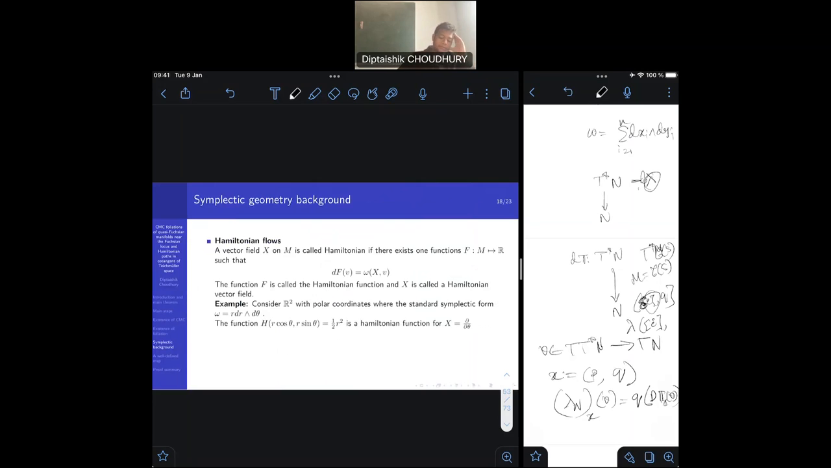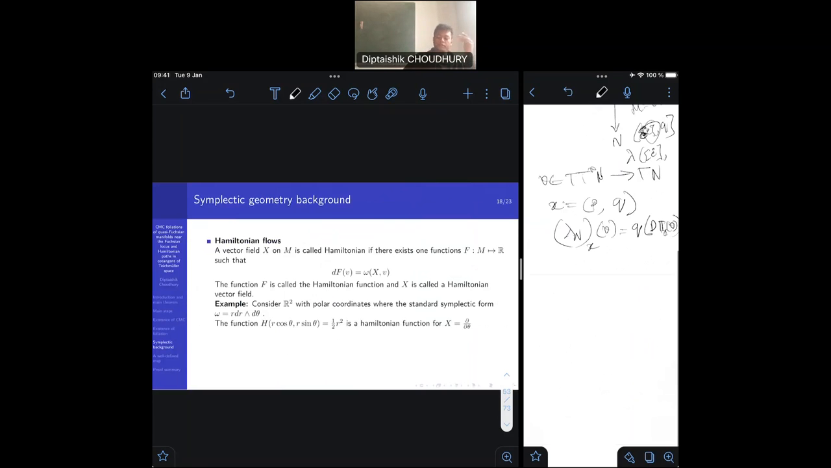So the next part is to talk about, given a symplectic manifold, these Hamiltonian flows that we are discussing. So what are they? A vector field X on M is called a Hamiltonian vector field if there is a function f such that df of v, evaluated on a tangent vector v, is equal to the symplectic pairing of the vector field with that vector. The function f is called the Hamiltonian function and X is called the Hamiltonian vector field.